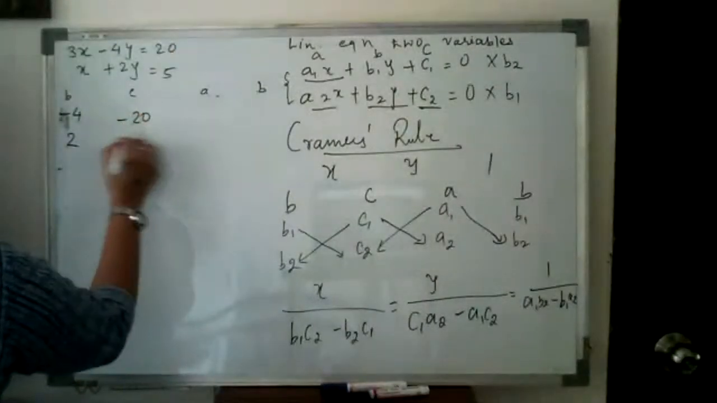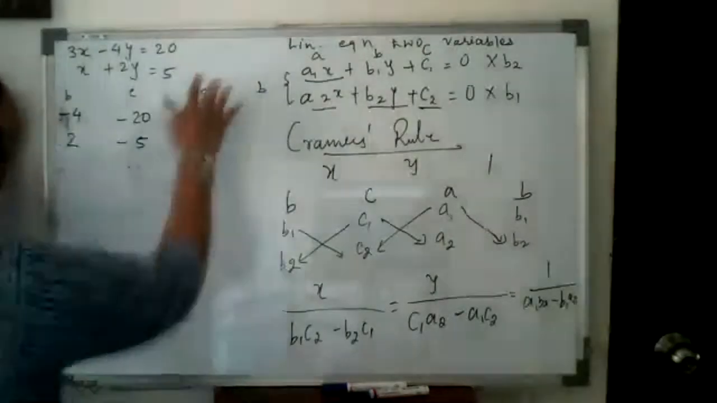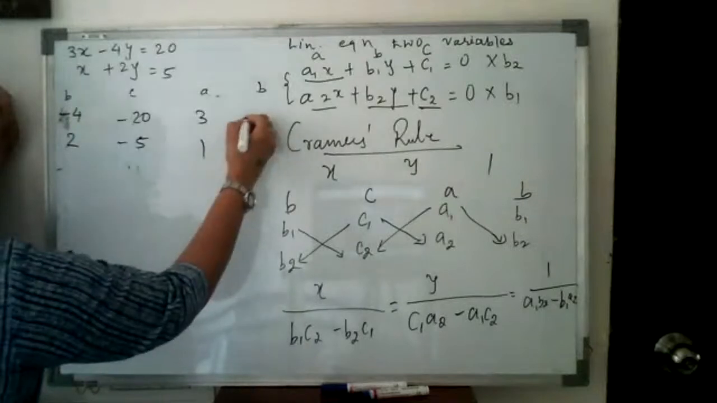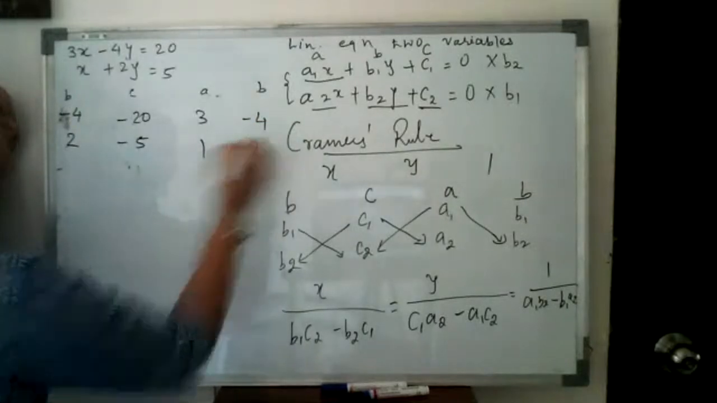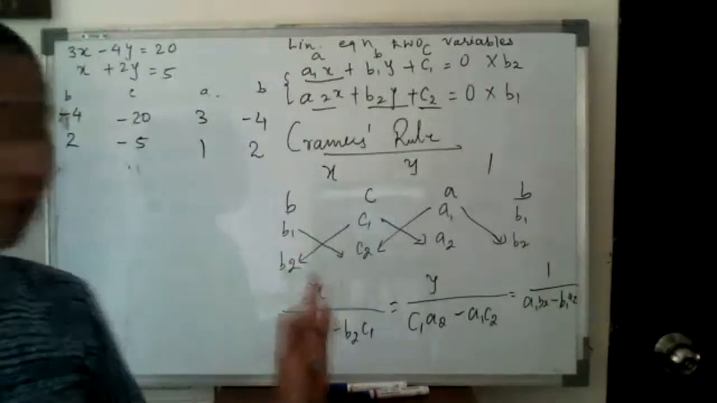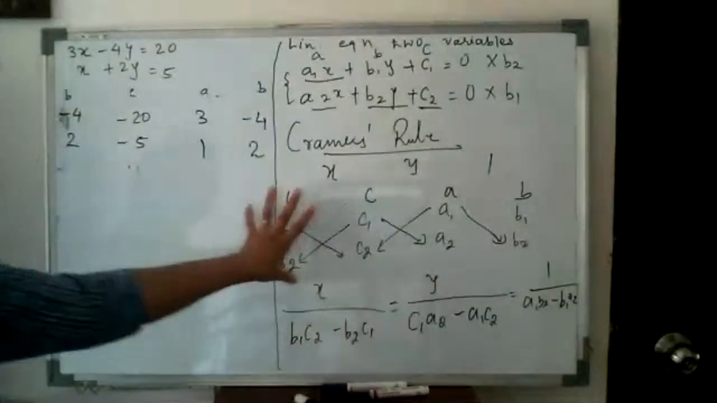So it is minus 20, minus 5. I hope I'm very clear with this. Then A1, A2, so 3 and 1, and then back again minus 4 and 2. Understood the arrangement? This is the way to write it down, quite simple. Yes, and now I hope you compare this.